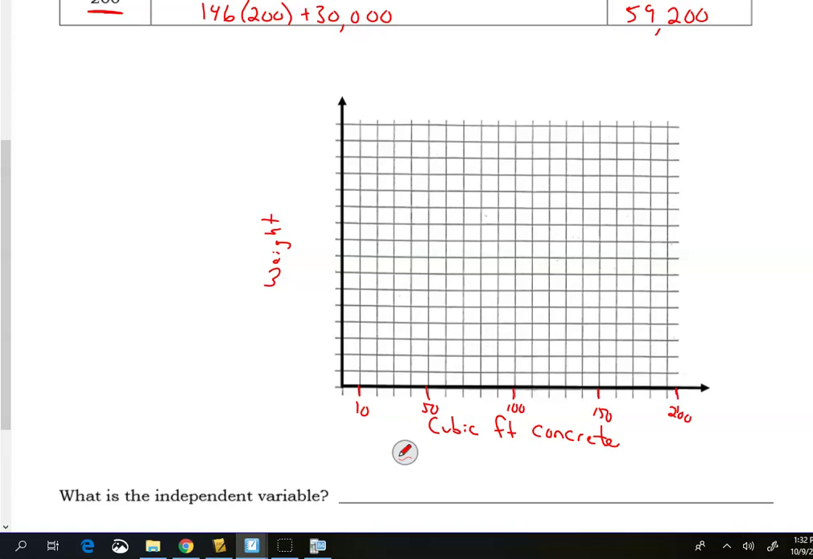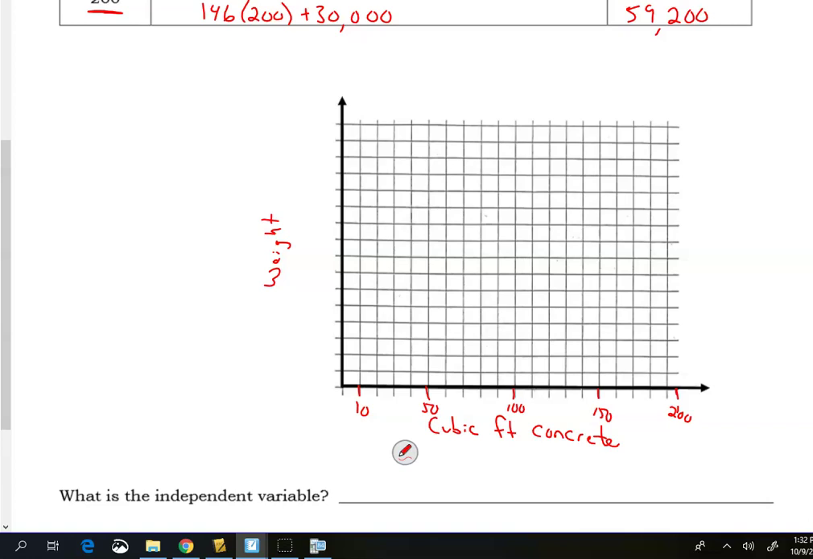Now, on the y-axis, or the w-axis in this case, that's a little bit trickier because we have to go all the way up to 59,200. So I've got to get up to 60,000. So I might want to consider counting by 10,000s. However, these values are pretty close to each other.